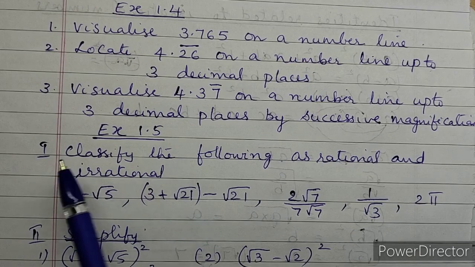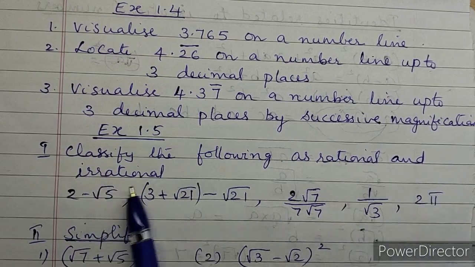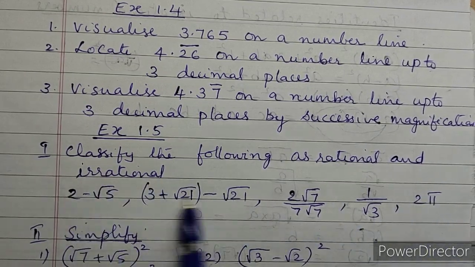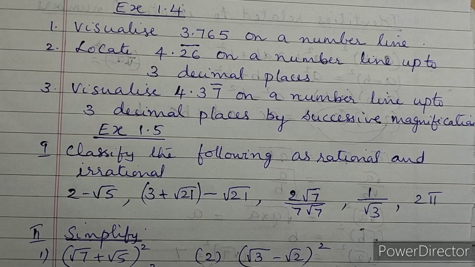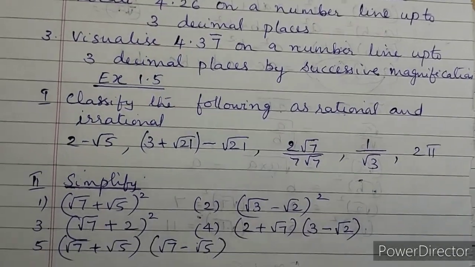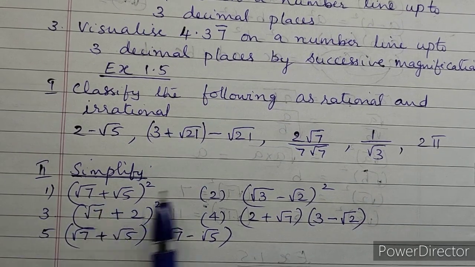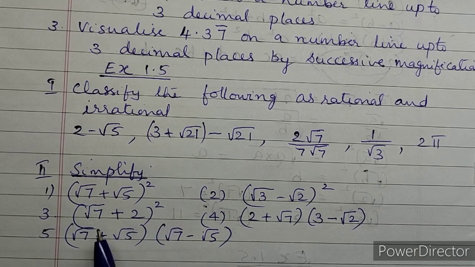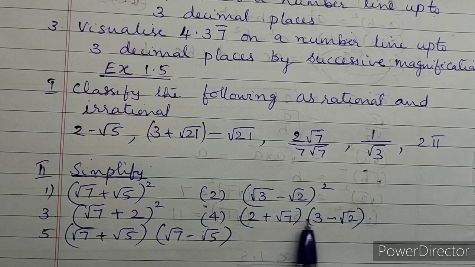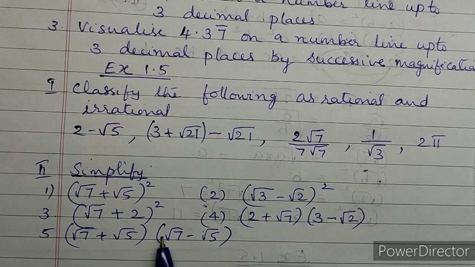Next exercise 1.5, first main, classify the following as rational and irrational. These numbers, example sums I have given. See that, concentrate and do it. Second one, simplify by using identities. Root 7 plus root 5 the whole square, root 3 minus root 2 the whole square, root 7 plus 2 the whole square, 2 plus root 7 into 3 minus root 2 and root 7 plus root 5 into root 7 minus root 5. All the 4 identities you have to use.